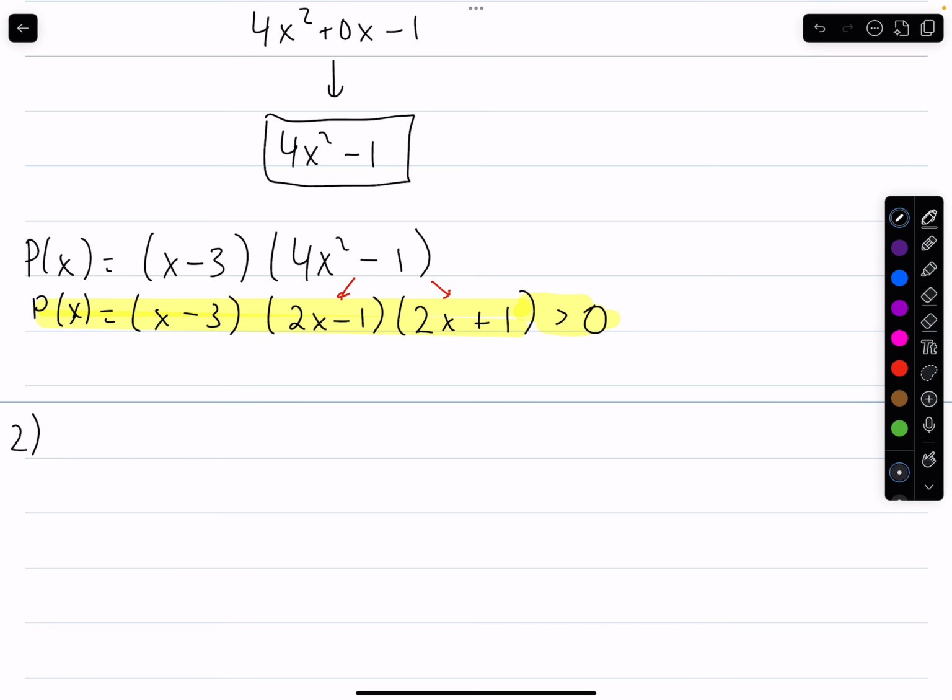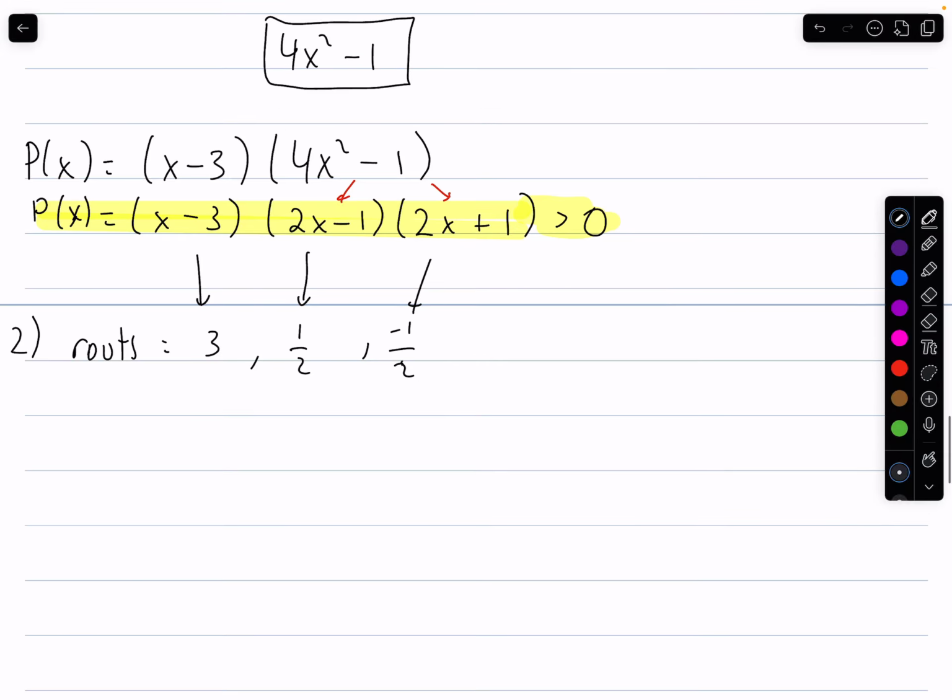Okay, so now let's go to step 2. Step 2 is we actually got to find the roots associated with the factors. So what are the roots in this case? It's going to be 3 from this guy. It's going to be 1 over 2 from this guy. And it's going to be -1 over 2 from this guy. So we got our roots. Okay, step 3, let's plot it on a number line.